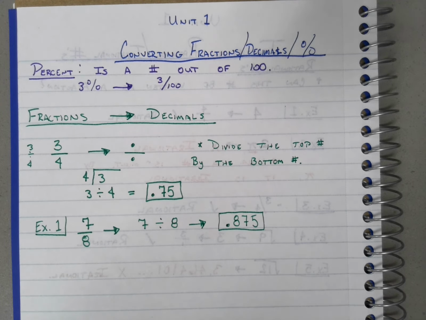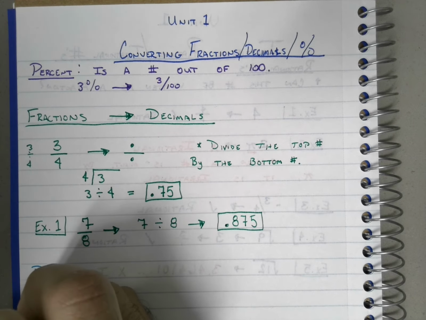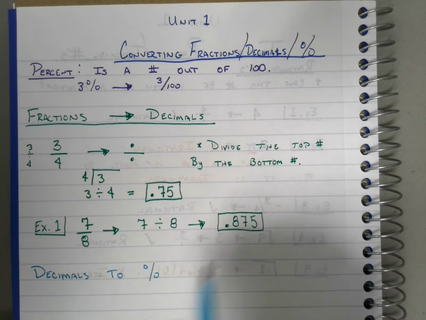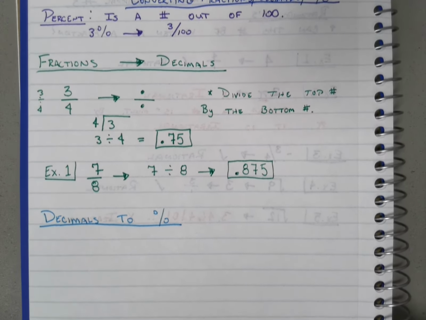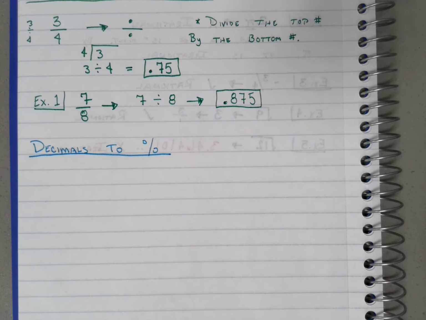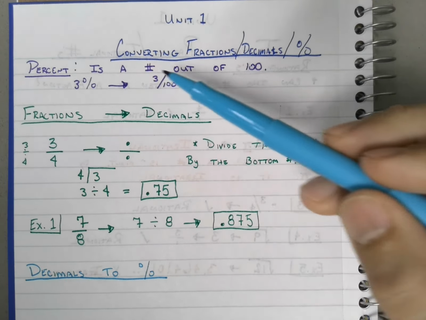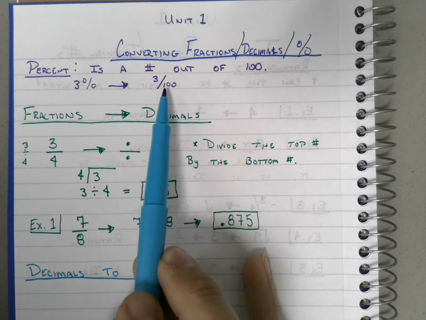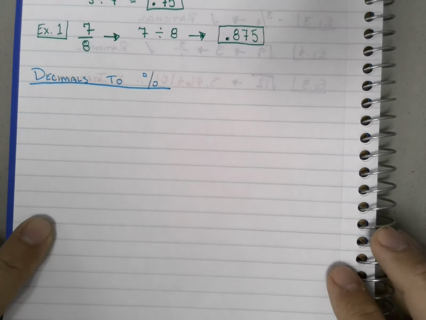Okay, now let's look at decimals to percents. We're going to convert decimals to percents. So the first thing we need to think of with decimals to percents, we go back up here to our main definition. Remember, a percent is a number out of 100. So think about that percent and our fraction, and think about our fraction and our decimal. We're going to change decimals to percents.